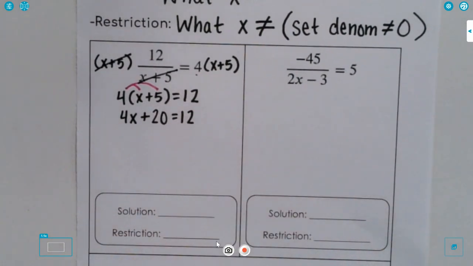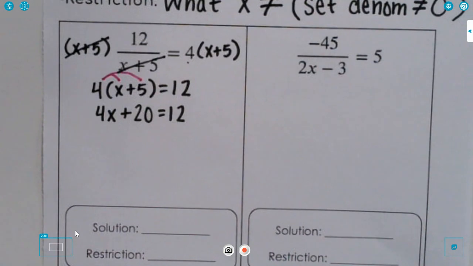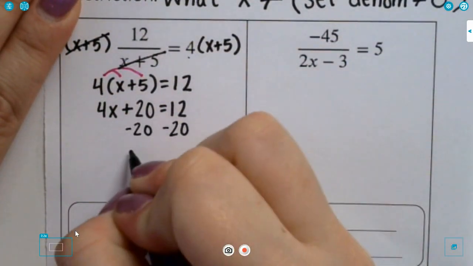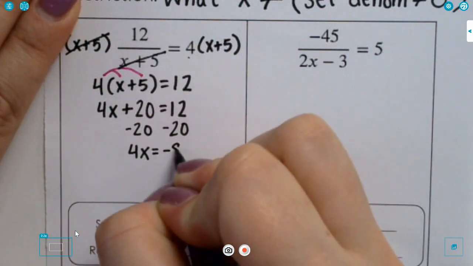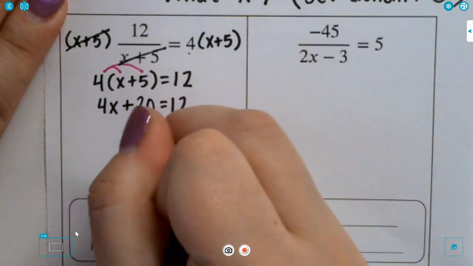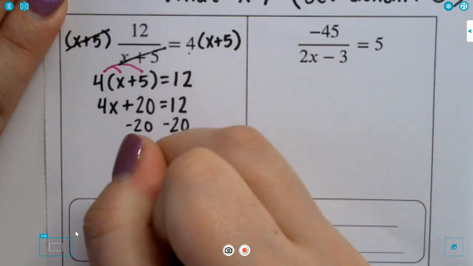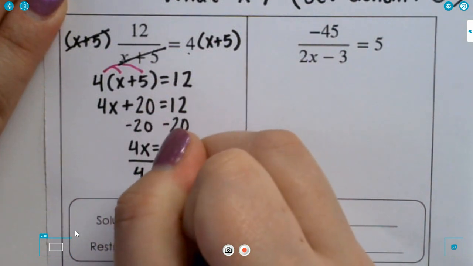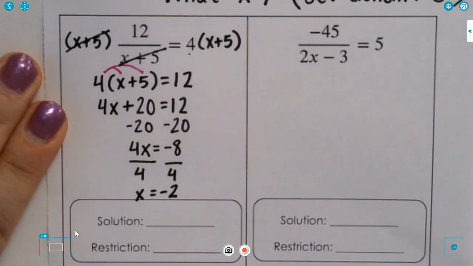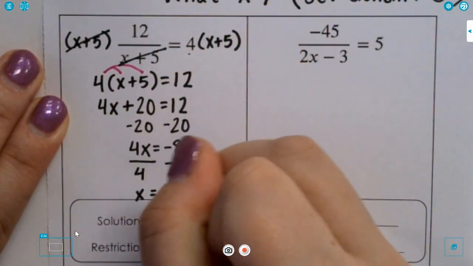From there, I'm going to solve for x. So I'll subtract 20 from both sides of my equation. I'll get 4x equals negative 8. And I'll divide both sides by 4 to get x equals negative 2. So that right there is the solution to my equation, that x equals negative 2.